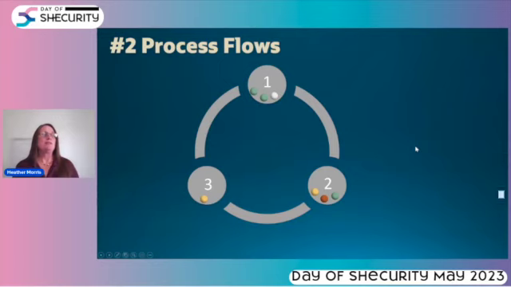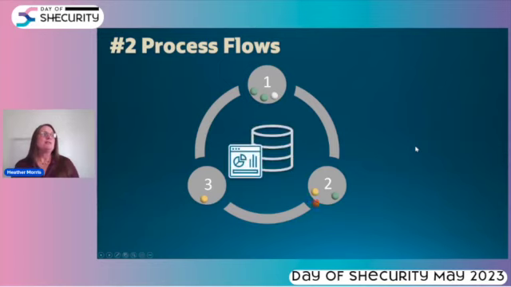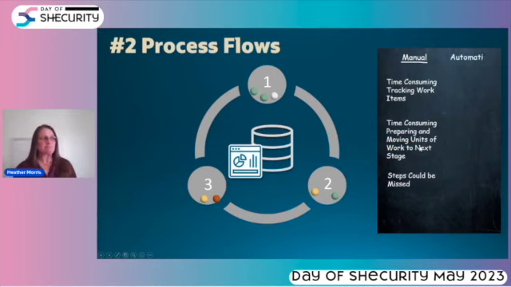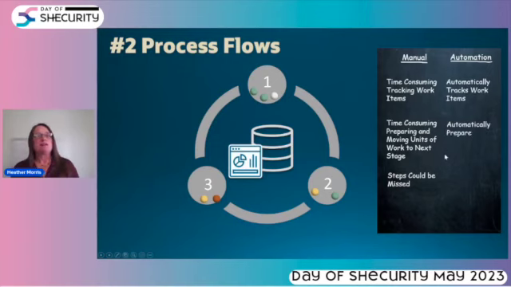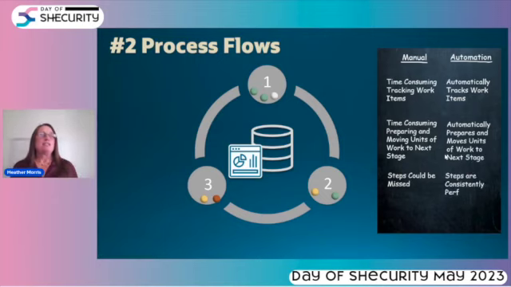So if we were to put some automation in place, we could have the automation handle our tracking. It can keep track of what the status of all these work items are and automatically pull and prepare units of work to move to the next stage. And of course, it's not going to miss steps. It's all predefined, so that's all consistently being performed.